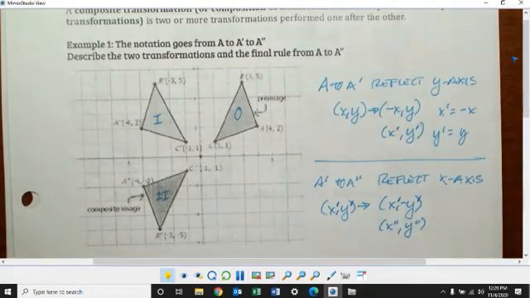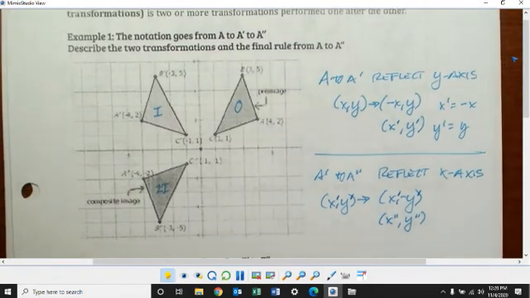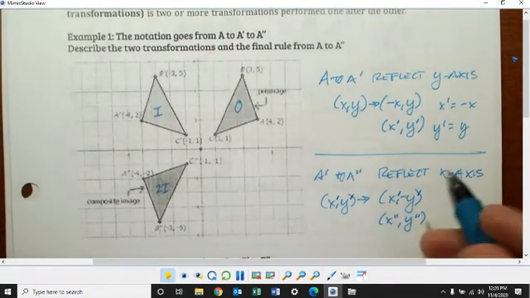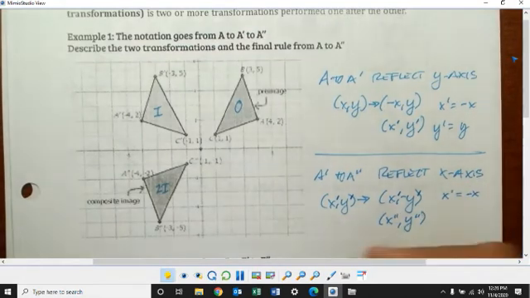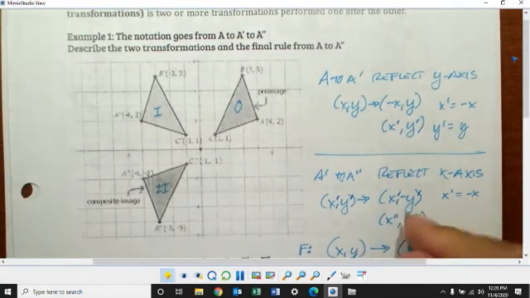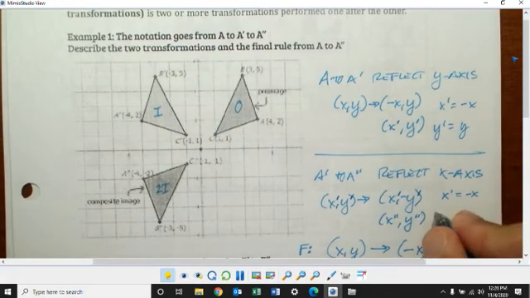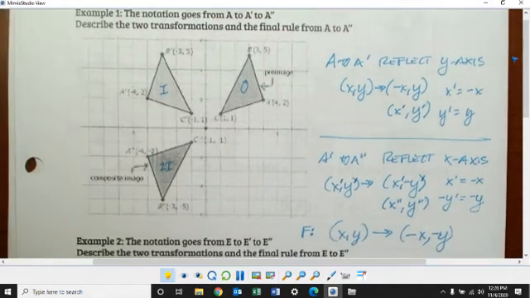Now we have to do substitution to trace back and find what our true transformation is for the composite rule. I've got x prime here, but I know that x prime is equal to negative x. So this is my final rule down here. This is x prime, so that means this is negative x. And I've got negative y prime. Well, y prime is equal to y, so that is just negative y. So minus x, minus y is our final rule.